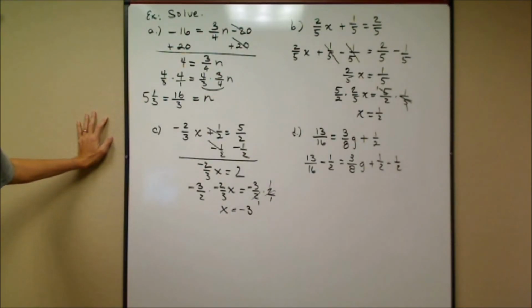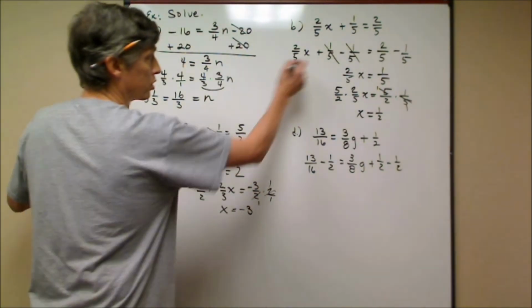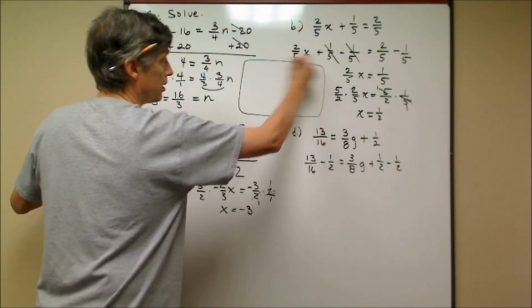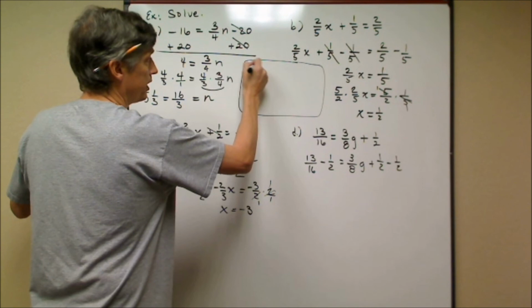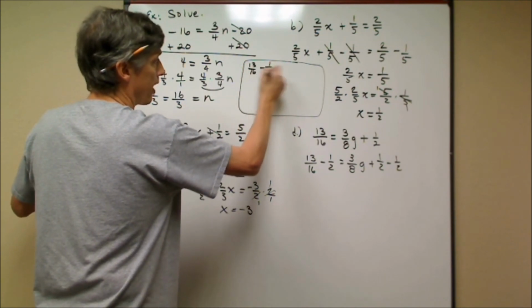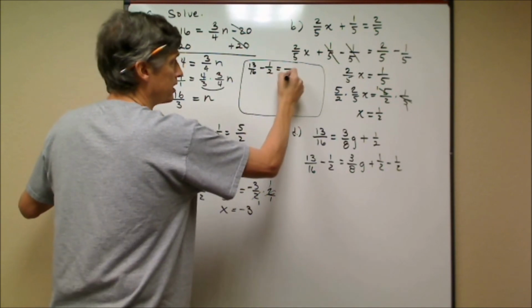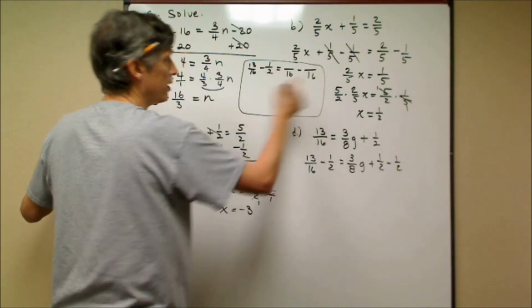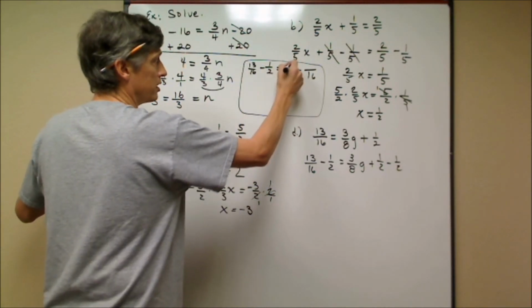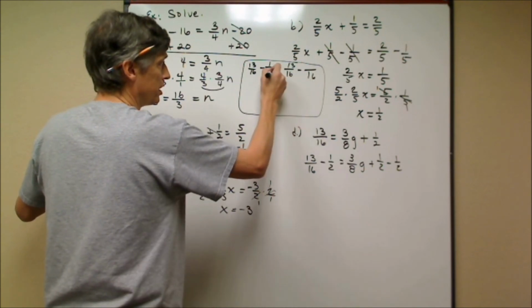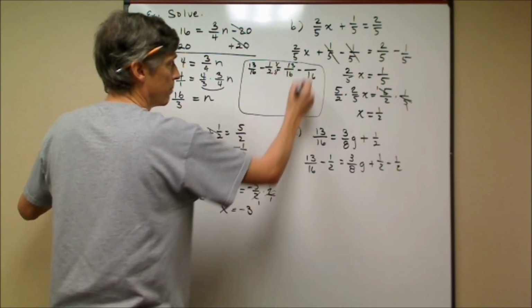You must get a common denominator. So I'm going to do a little scratch work right here. It's my scratch paper. I'm going to take 13 over 16 minus 1/2. My common denominator, since 16 is a multiple of 2, is 16. This stays the same. To make a 2 into a 16, you multiply by 8. I got to multiply the top by 8.